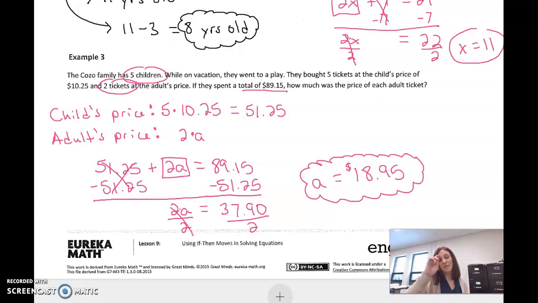So ladies and gentlemen, again, focus on setting up the equations. You're going to start seeing similarities and some keywords, and then use our steps for solving, following order of operations backwards.